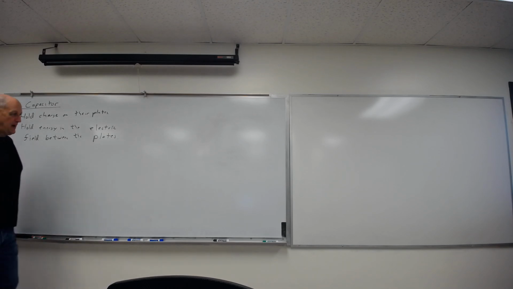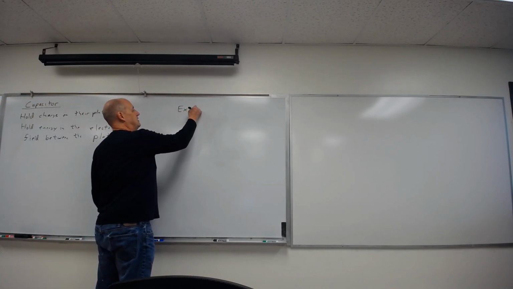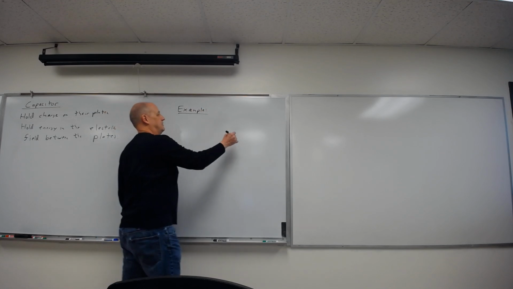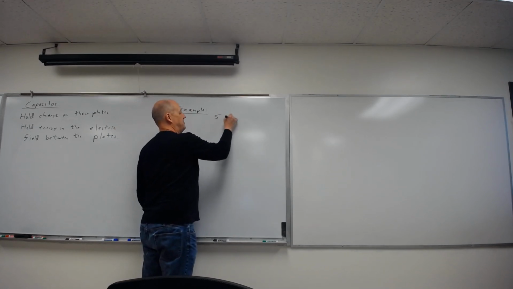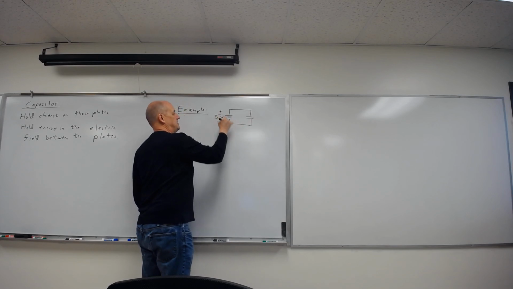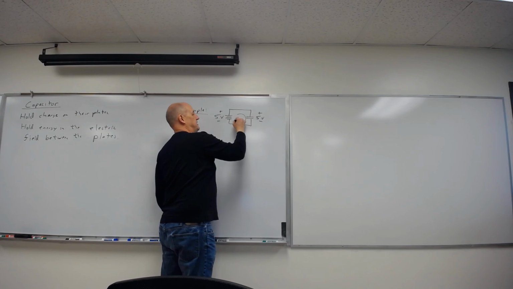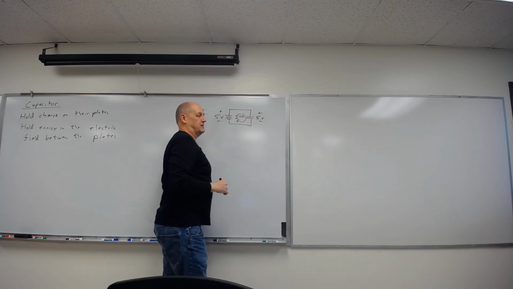So yeah, reminders, simple example. If I have a 5-volt battery, that means I'll have 5 volts across my capacitor. That means I'll have 0 current going through the circuit.